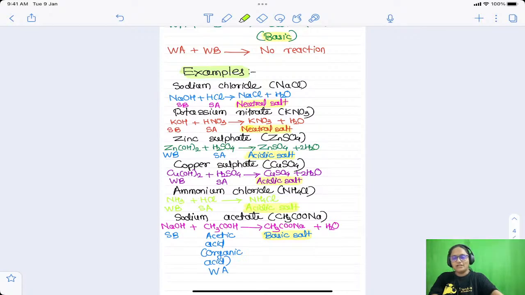In the next class we are going to discuss about some examples of the salts which are useful as far as industrial as well as pharmaceutical use. Okay, so that's all for today, guys.